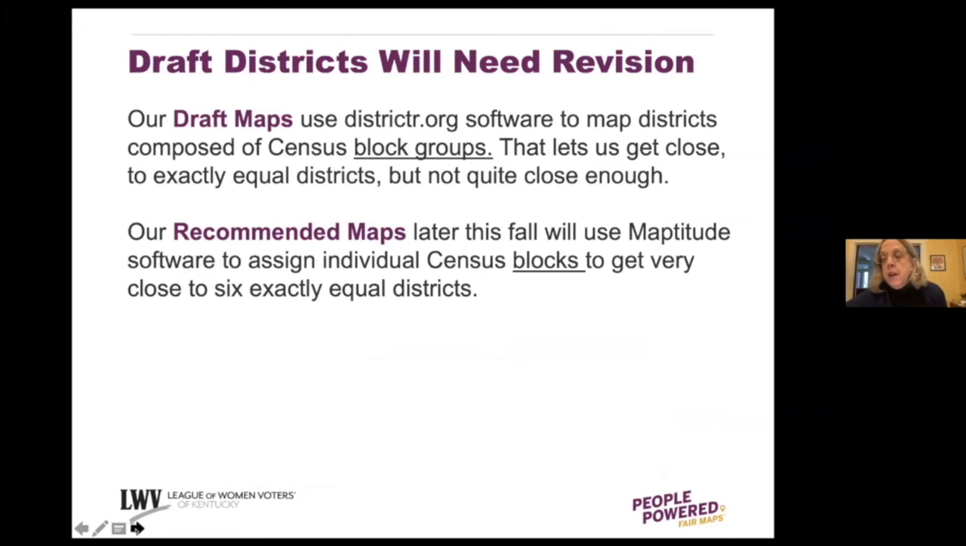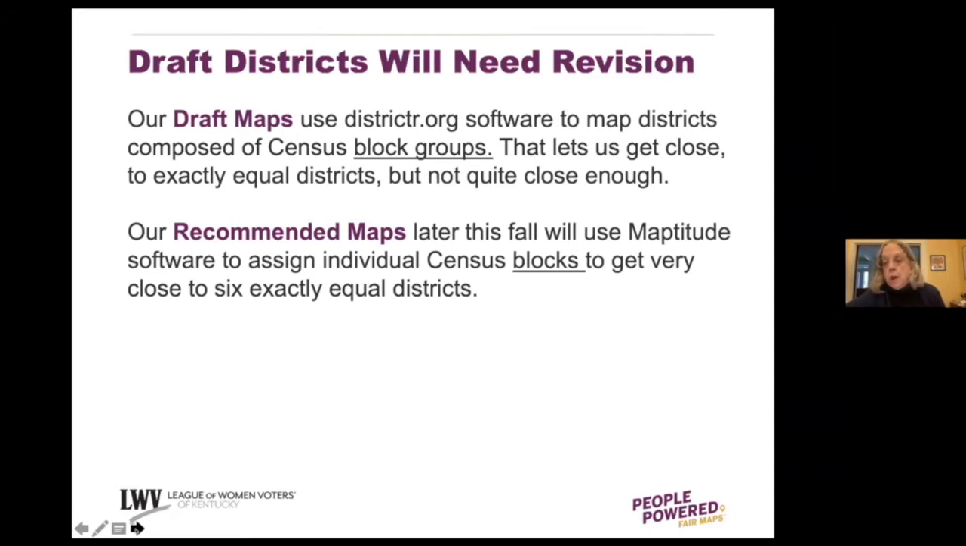I will mention here the districts as we have drawn them are proof that these can be made almost perfectly equal. They aren't quite there because of a software glitch. So the draft maps we're sharing today were drawn in the districtr.org software, which is free and lovely and online and produces lovely maps in color, but it's based on census block groups rather than single census blocks. And that got me in some positions where if I moved the last 200 people from the district that was too large, it made it too small.